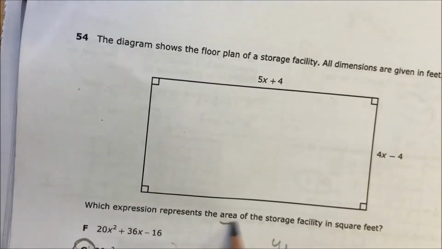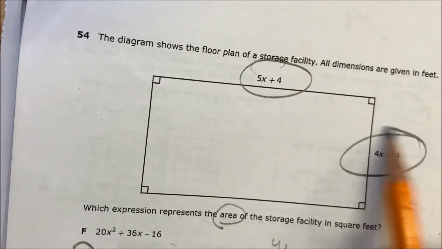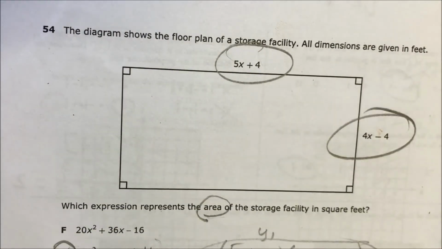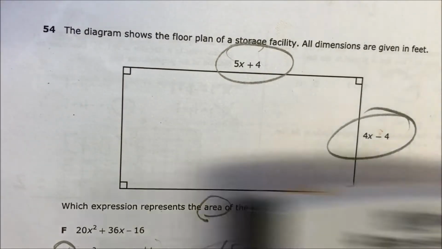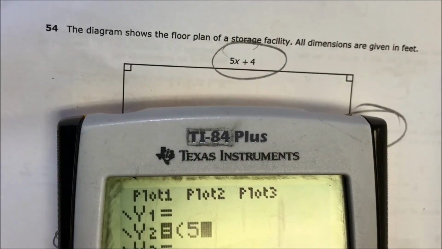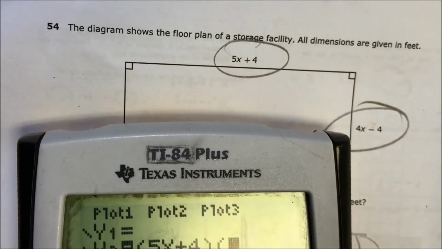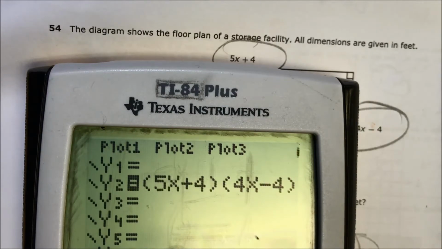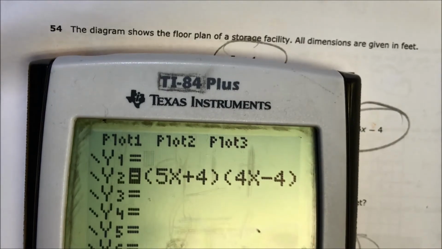I see that it wants the area, meaning I have to multiply these two expressions. So put both of those in the y equals screen. When you do that, parentheses 5x plus 4, and then 4x minus 4. Make sure they're on the same line. Now I put it in y2, that doesn't matter. You can put it in y1 or y2. But wherever you put the answer, make sure it's on one line.